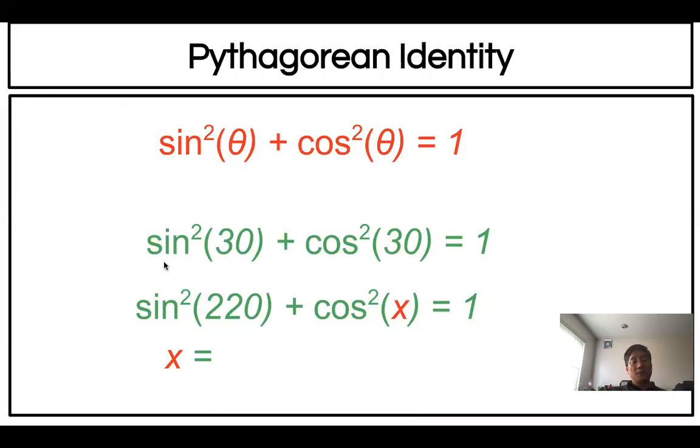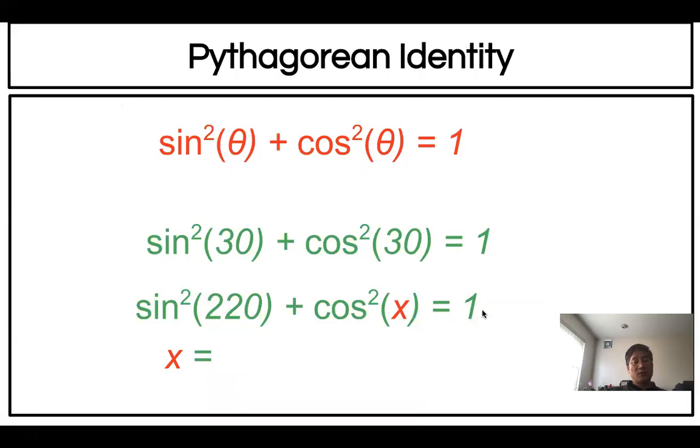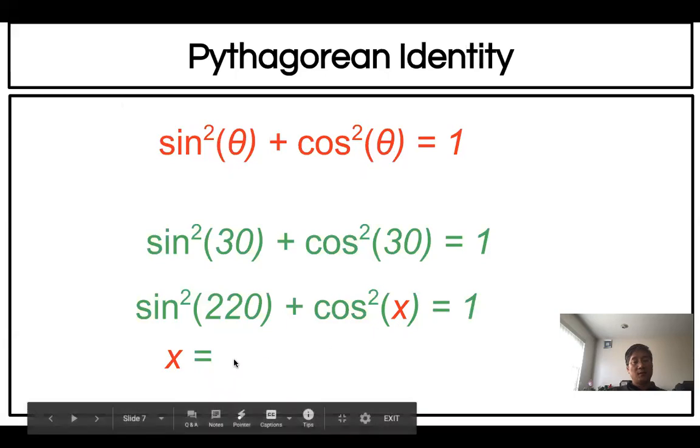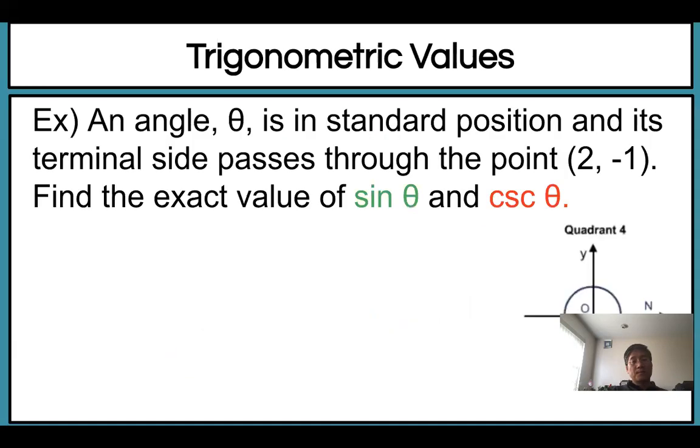If the angle changes, you cannot apply this Pythagorean identity. For example, sine 30 squared plus cosine 30 squared is equal to 1. You can try with your calculator by yourself. And sine 220 squared plus cosine what squared is equal to 1? What is x? Yes, x is 220. That's the Pythagorean identity. So now let's go to our own example.